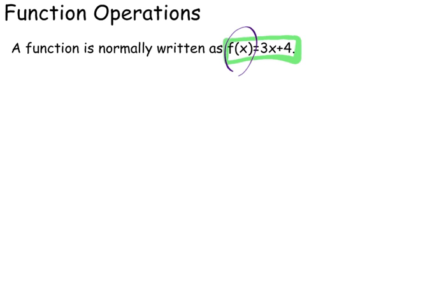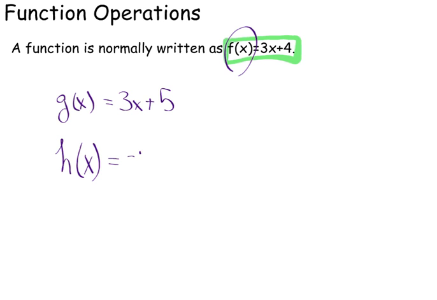Now, sometimes I might write a function as g of x, 3x plus 4. I can call that one George. George and Fred are exactly alike. Now, if I come in and I change 4 to be 5, George and Fred are no longer alike. So we can use function operations. This is h of x, and let's make him negative 2x plus 8.